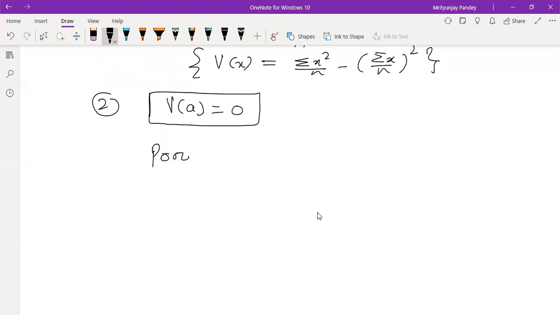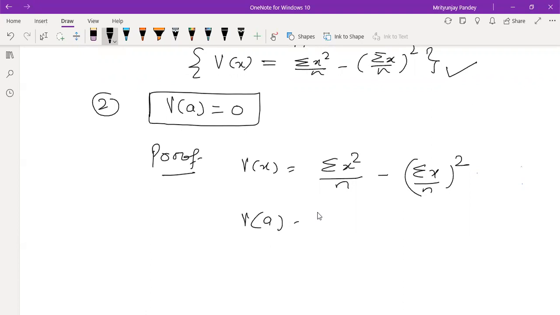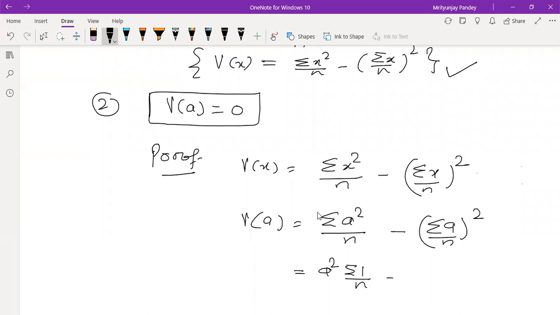So now the proof of this one. Let's use the first property: V of x equal to summation of x square upon n minus summation of x by n the whole square. Here substitute x equal to a, then we will get a square upon n minus summation of a by n the whole square. Understood? In the next line, a square is common, then finally we will get summation 1 upon n. Here once again a is common, therefore summation 1 upon n and complete whole square. And already you know that summation 1 is n.